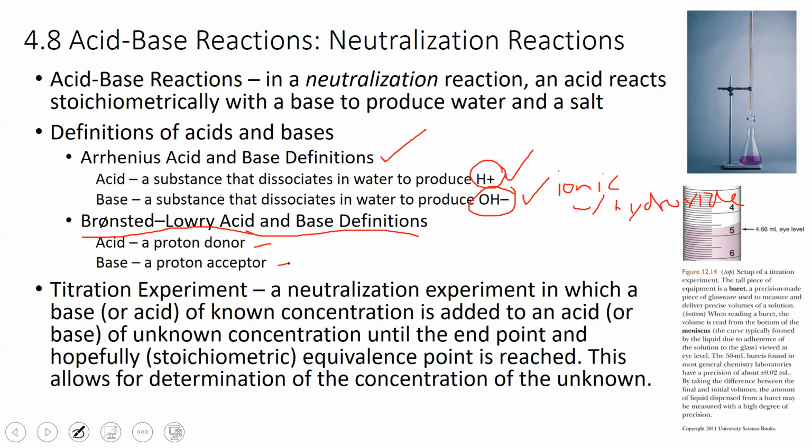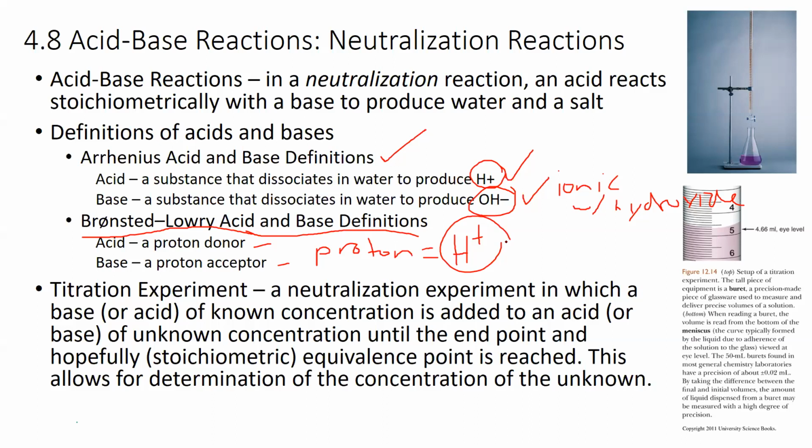So a proton, and I think we've talked about this before, but a proton is just an H plus, right? Because a hydrogen atom is a proton and an electron. And then once it becomes an ion, right, hydrogen gives up an electron to become just a proton, right? So when we say a proton donor or a proton acceptor, we're talking about something that either gives off an H plus or accepts an H plus, okay?